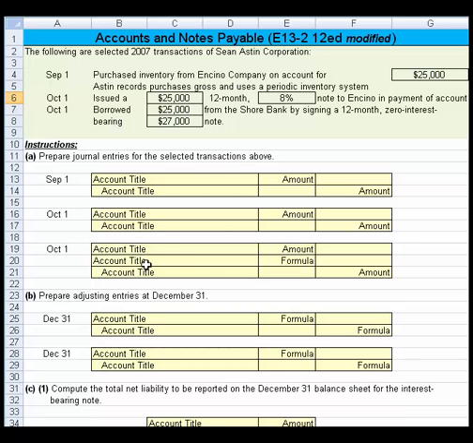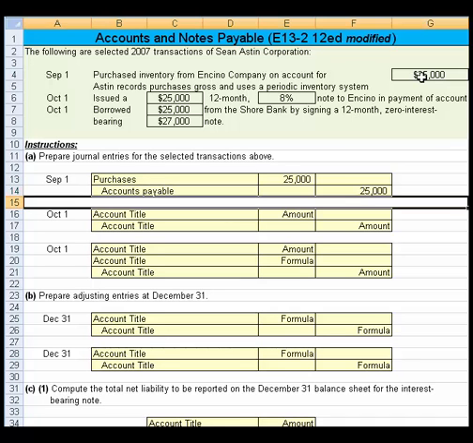The first one is we purchased inventory, and they use a periodic system, which means we debit an account called purchases. Drop in $25,000 of what we purchased. Of course, the credit matches that, and the credit then would go to accounts payable. Okay, so there's the entry to record purchases.